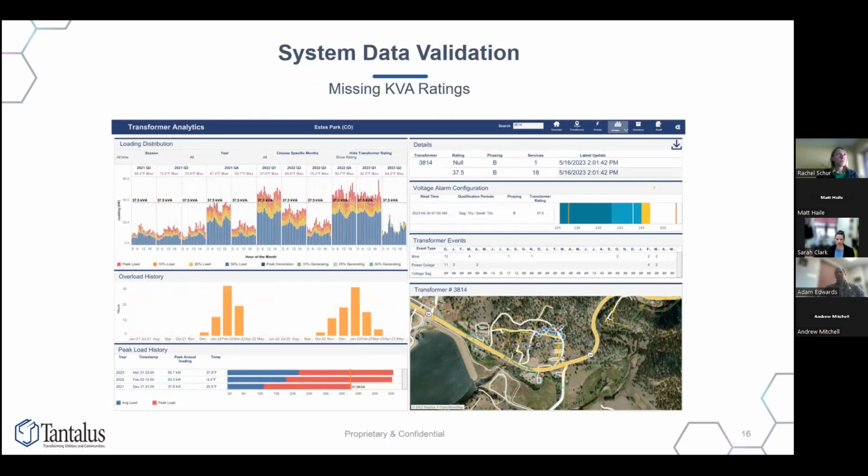Another kind of missing data element was transformer ratings that would impact day-to-day operations a little bit more. Running off of GIS data for dispatching crews or troubleshooting problems out in the field, you pull up the system GIS, and it doesn't have a KVA rating for whatever reason.